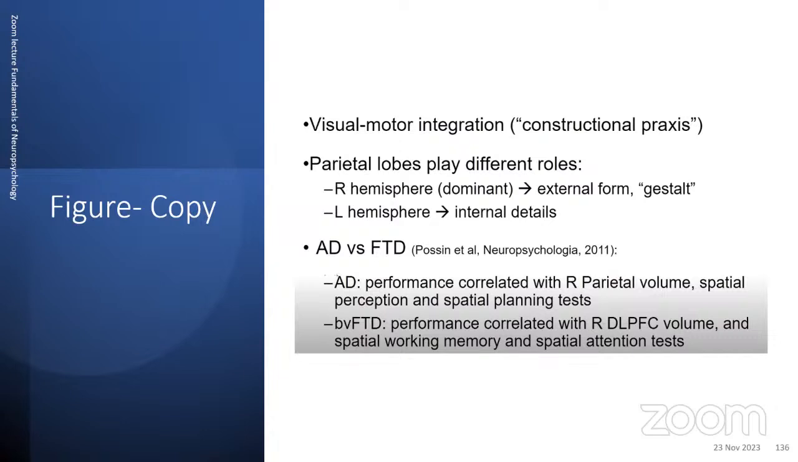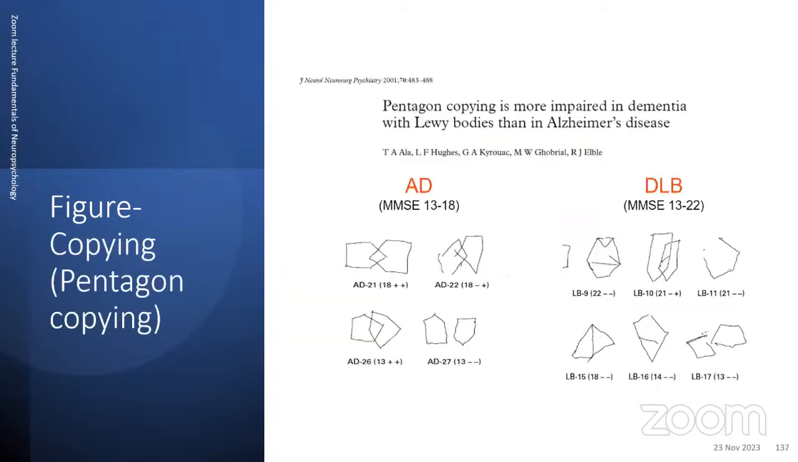What is the difference between Alzheimer's disease and behavioral variant frontotemporal dementia? In Alzheimer's, performance is correlated with right parietal volume, spatial perception, and spatial planning tests. Whereas in behavioral variant frontotemporal dementia, performance is correlated with dorsolateral prefrontal cortex volume and spatial working memory and spatial attention tests. So there's a slight difference, and you can see the figure copying and pentagon copying, which are visual spatial tests, in Alzheimer's disease and diffuse Lewy body disease. Pentagon copying is more impaired in dementia with Lewy bodies than in Alzheimer's disease because it involves more areas.